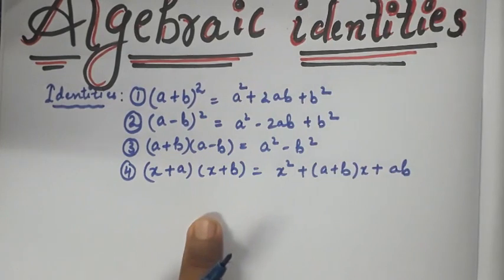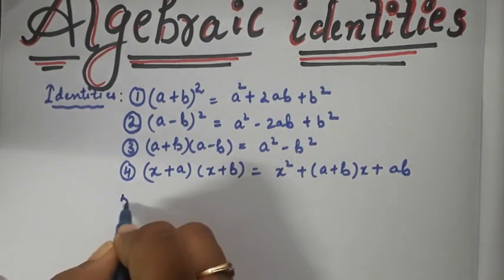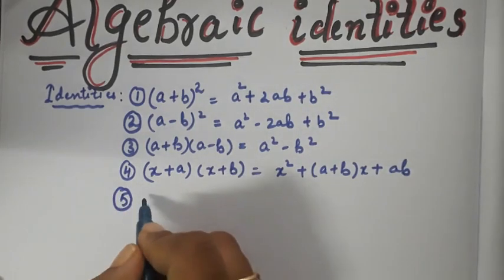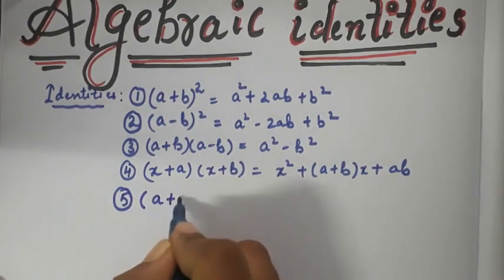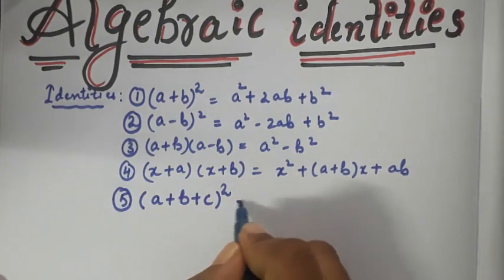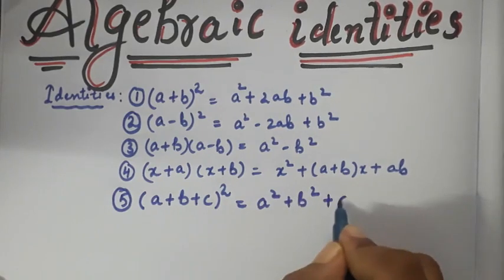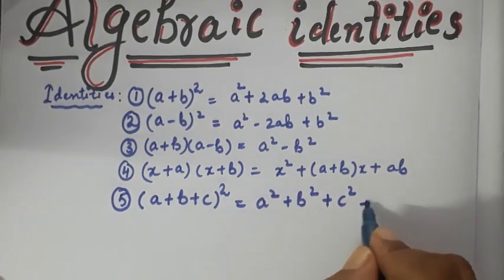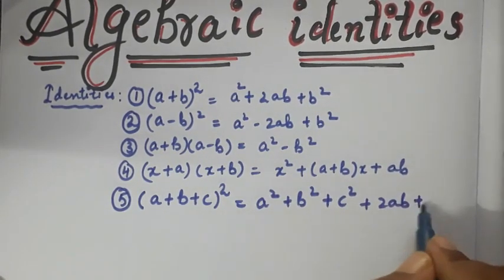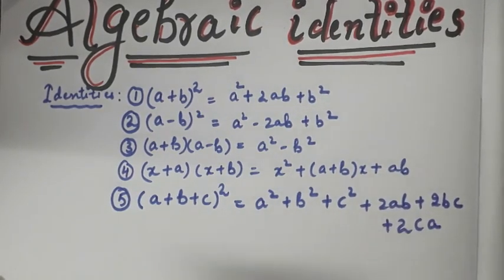See, these 4 identities we have already discussed. Now we'll move to the fifth one, that is a plus b plus c whole square, which is equal to a square plus b square plus c square plus 2ab plus 2bc plus 2ca.